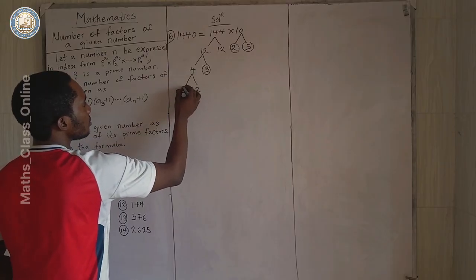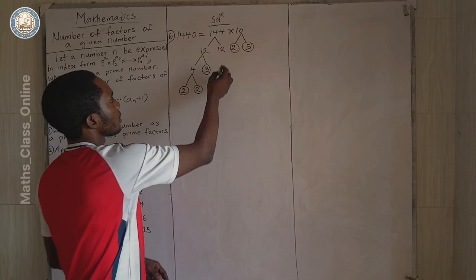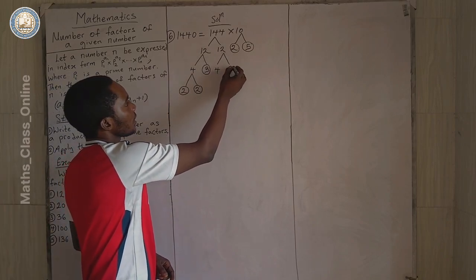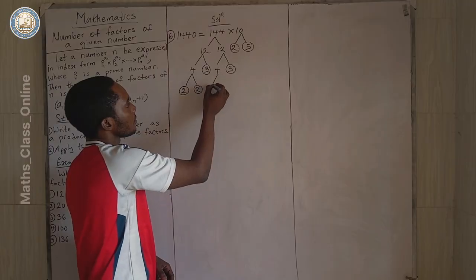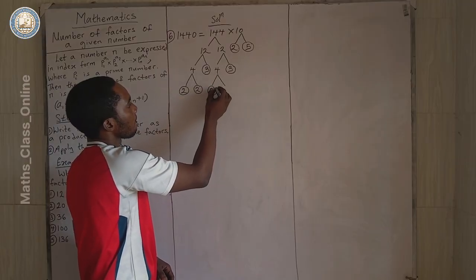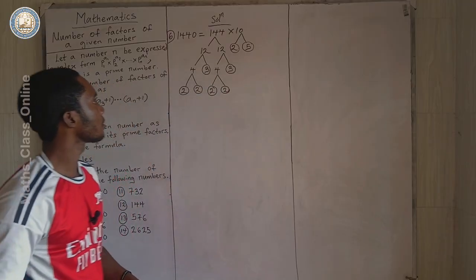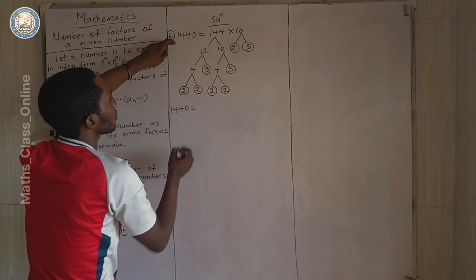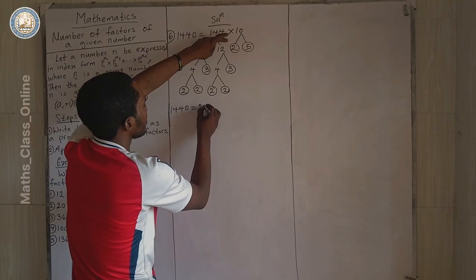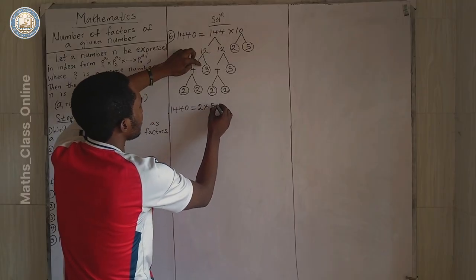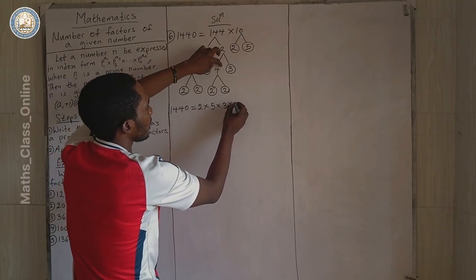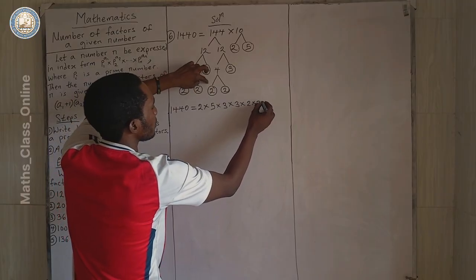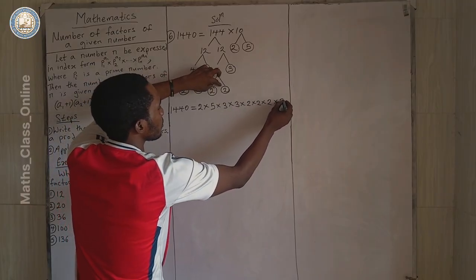4 is 2 times 2. Same thing applicable to this 12: 4, 3. 3 is a prime. 1440 is equal to 2 times 5 times 3 times 3 times 2 times 2 times 2 times 2.